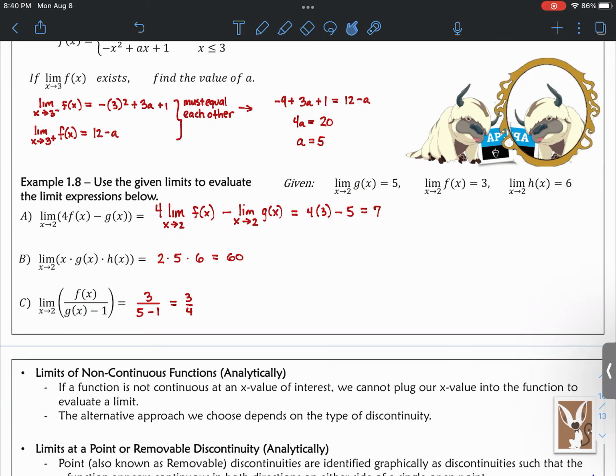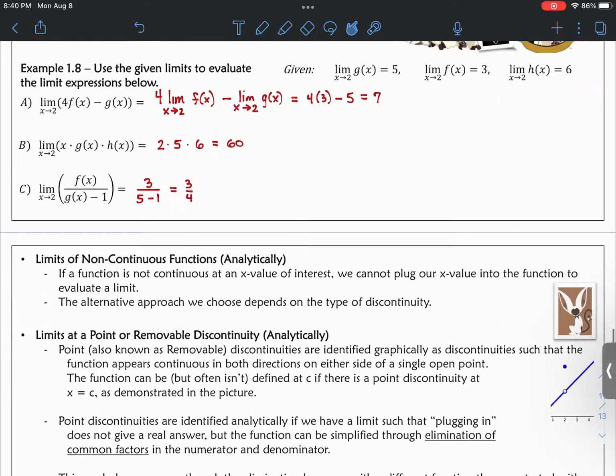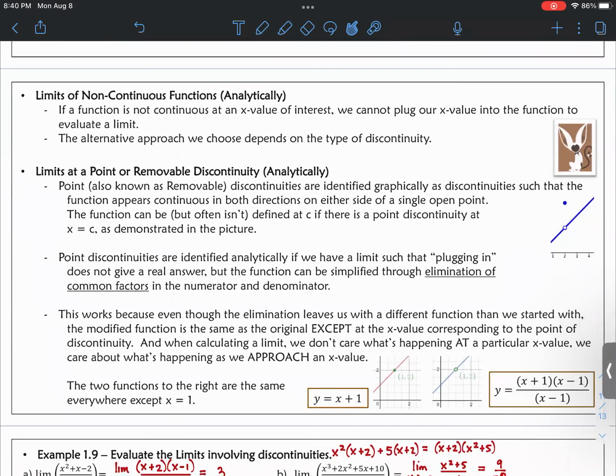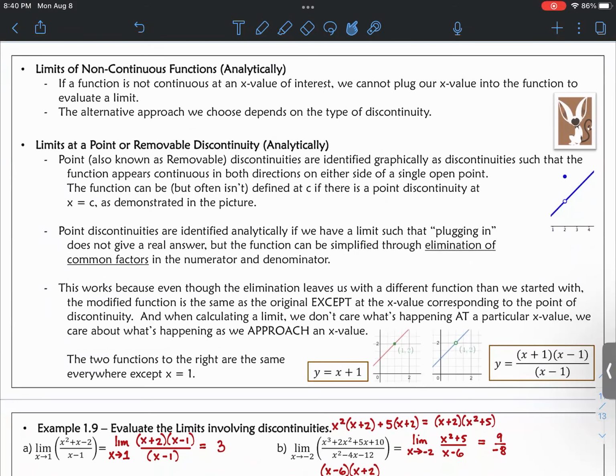We are getting near the end here, I think. A couple more pages. And what we're going to talk about on the next page, evaluating limits analytically, but the not so easy ones. What happens if I have a function where I can't just plug in a value and get it to work? All right. And even for non-continuous functions, there are several different cases we'll look at. So we're going to start today with just the ones that are called point or removable discontinuity.